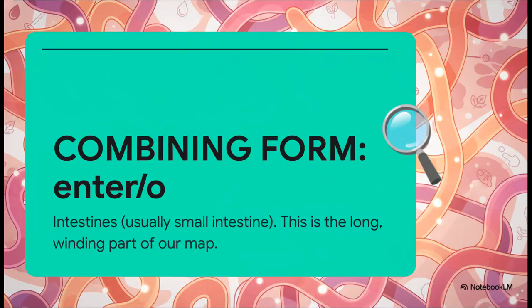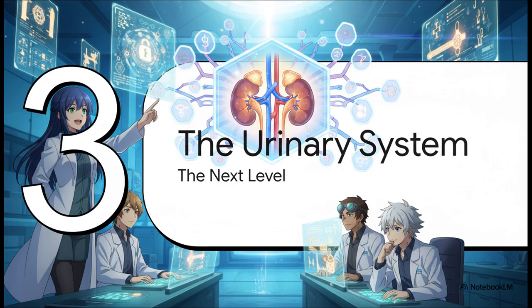Okay, but what about all those long winding tubes? Well, the code word for the intestines, and we're usually talking about the small intestine here, is entero. Go ahead and find that on your map. That's where a huge chunk of digestion takes place. Awesome work on that first case file. You are really getting the hang of this.